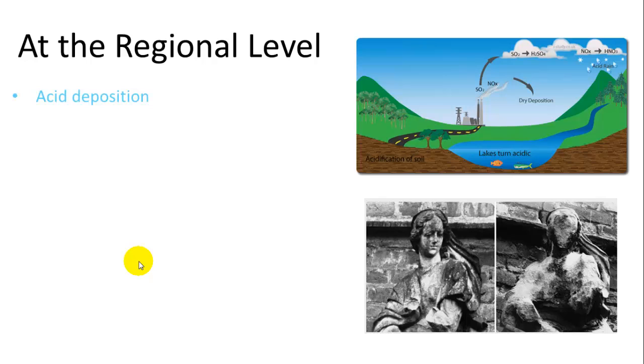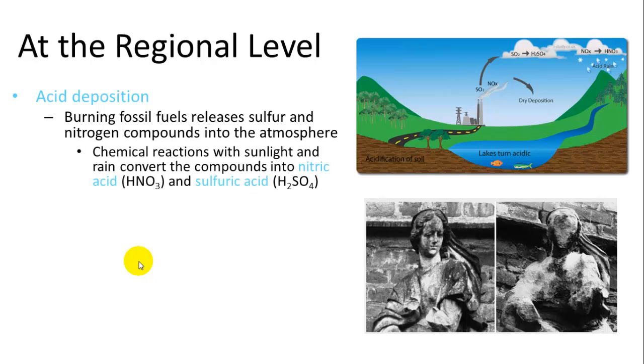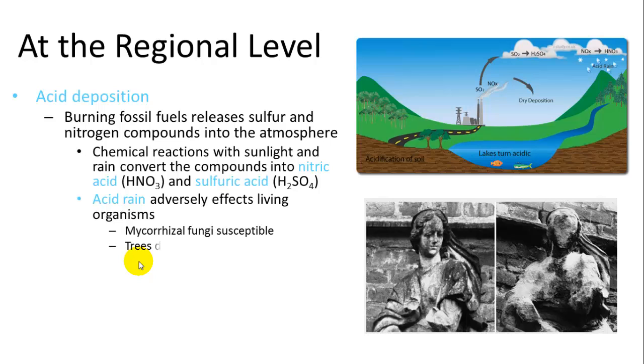One of these is acid deposition or acid rain. What happens is when you burn fossil fuels, it releases sulfur compounds and nitrogen compounds into the air, which react with the sun to create acidic compounds, which are then introduced into waterways through rain. And specifically, some organisms are specifically affected by this acid rain.